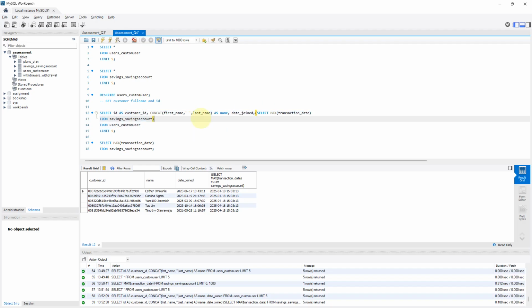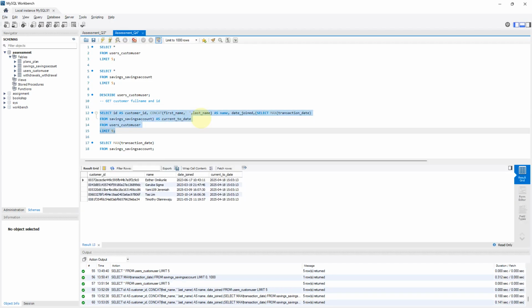So I'll just say as current_to_date or so, because current date is a command in SQL and I wouldn't want to use that. I think I used something I have here. So basically I will just do now. So this is what I want to do. The goal is actually to calculate the difference between these two.